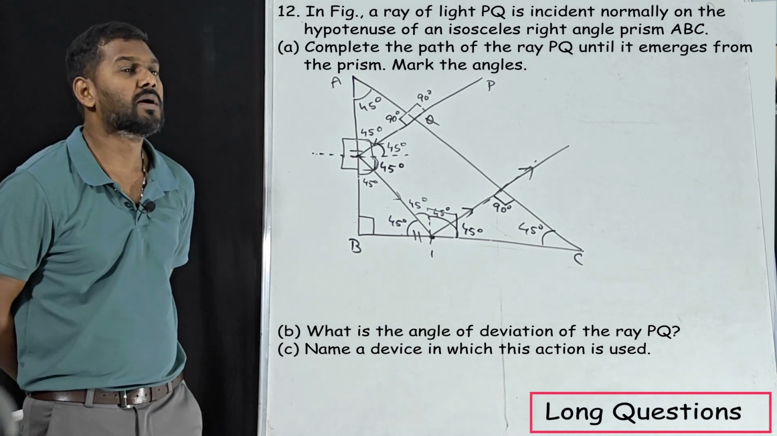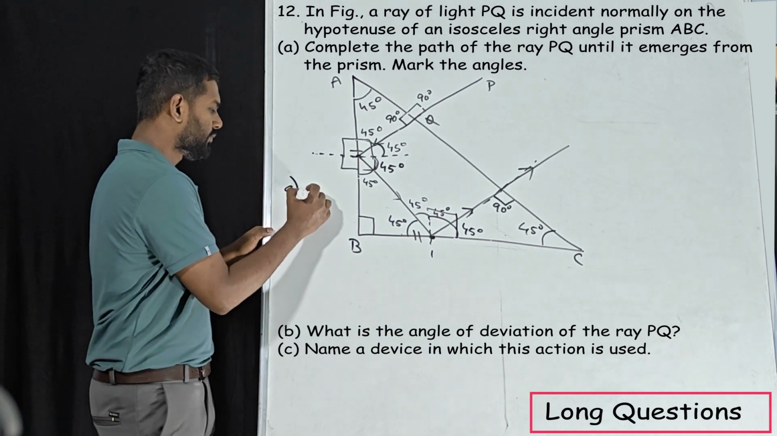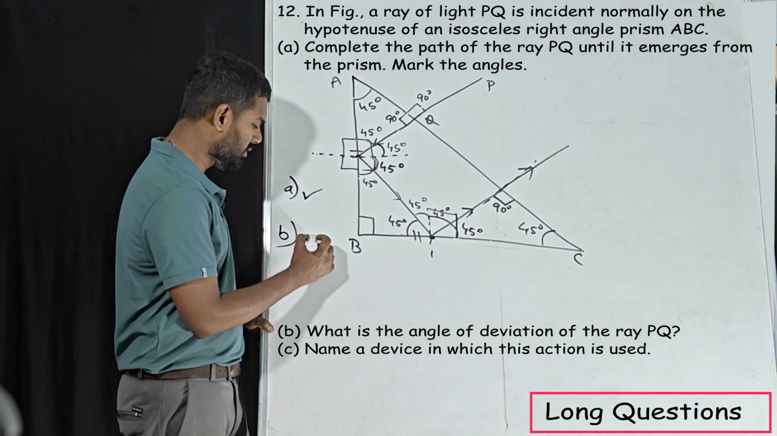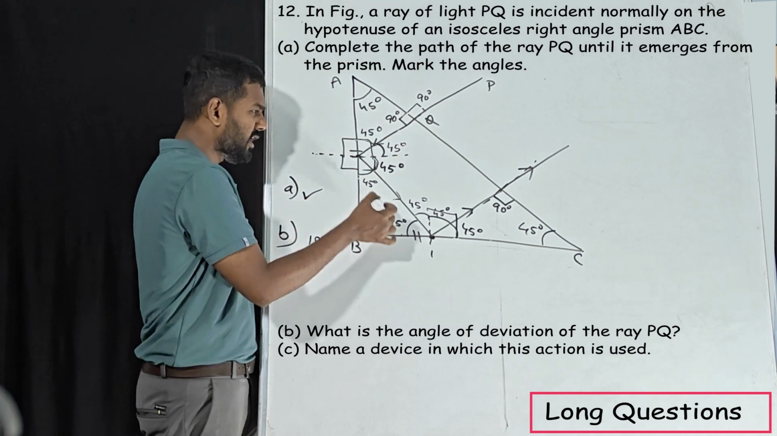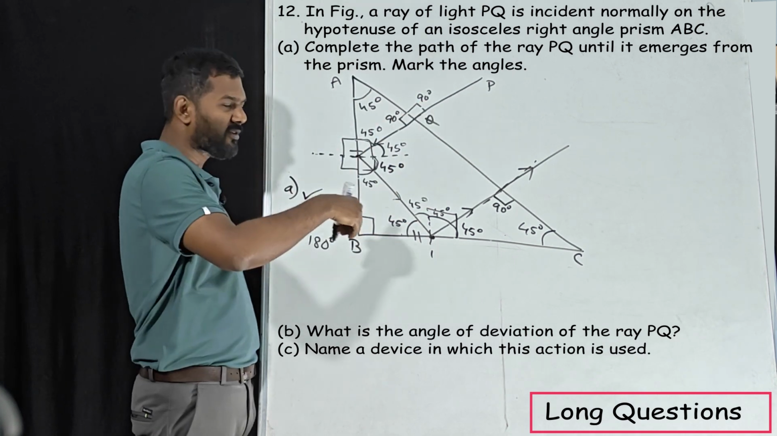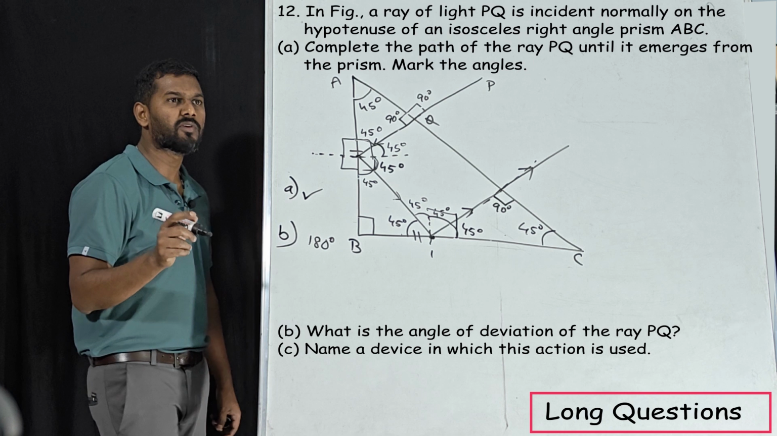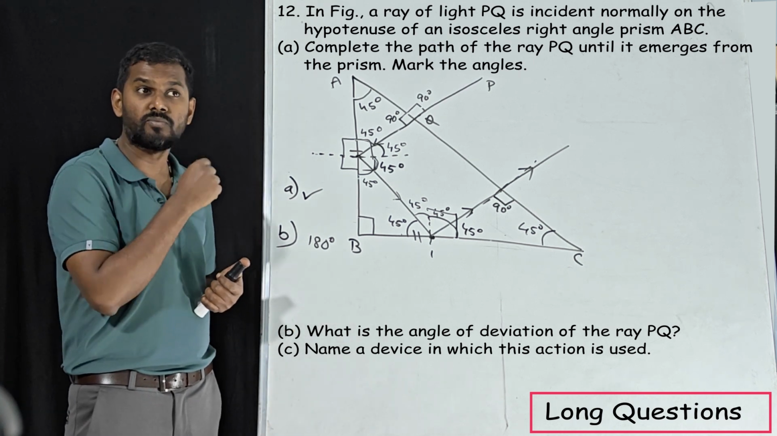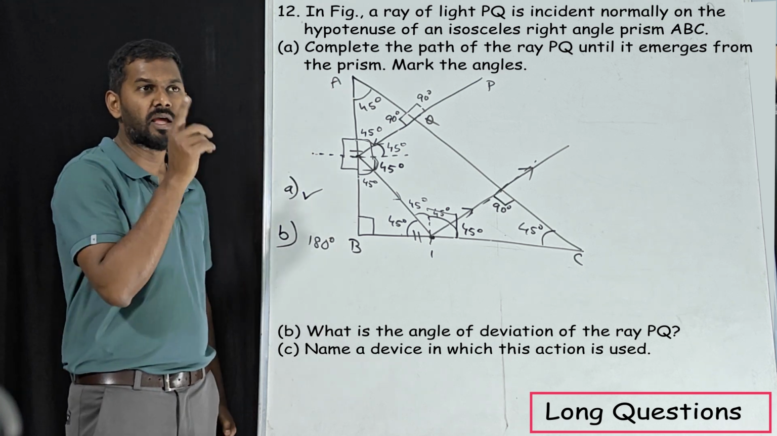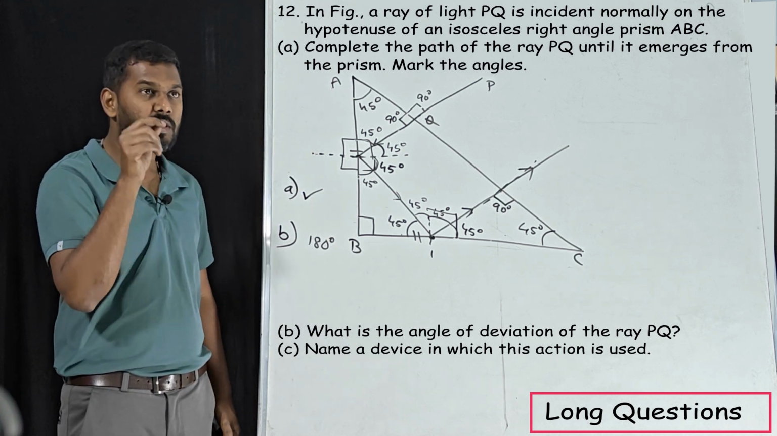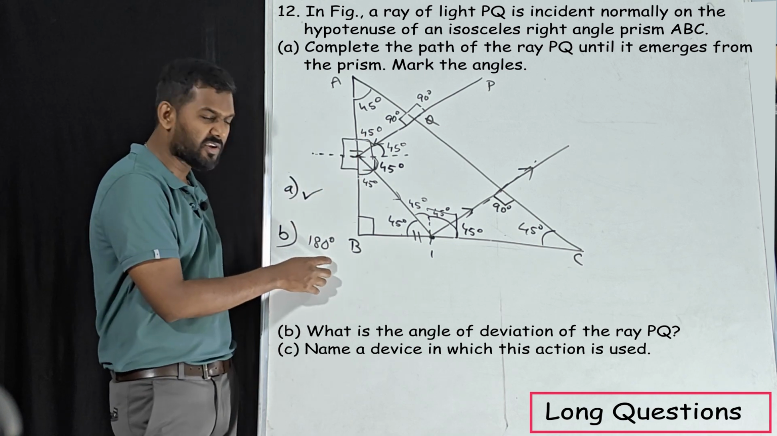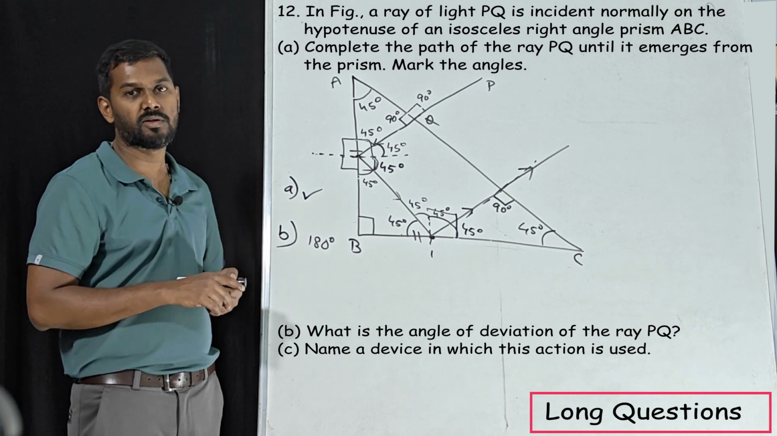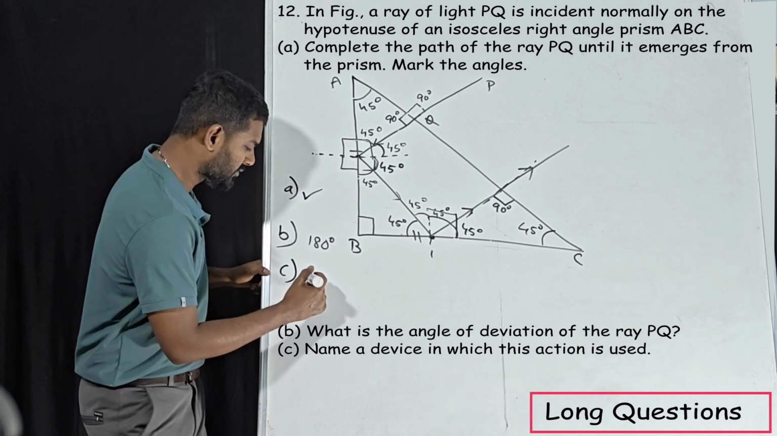Now, second question, first A is done. B, they are asking what is the deviation of PQ, that is nothing but 180 degree. Why? Because it is taking a U-turn. Whenever it is taking a U-turn, it is 180 degree. Name the device in which this action is used. See, in question number 10, the angle of deviation was 90 degree, and the instrument which we used is a periscope. Here, whenever it is taking a U-turn, whenever the deviation is 180 degree, we use it in binoculars. So that is the answer for C.